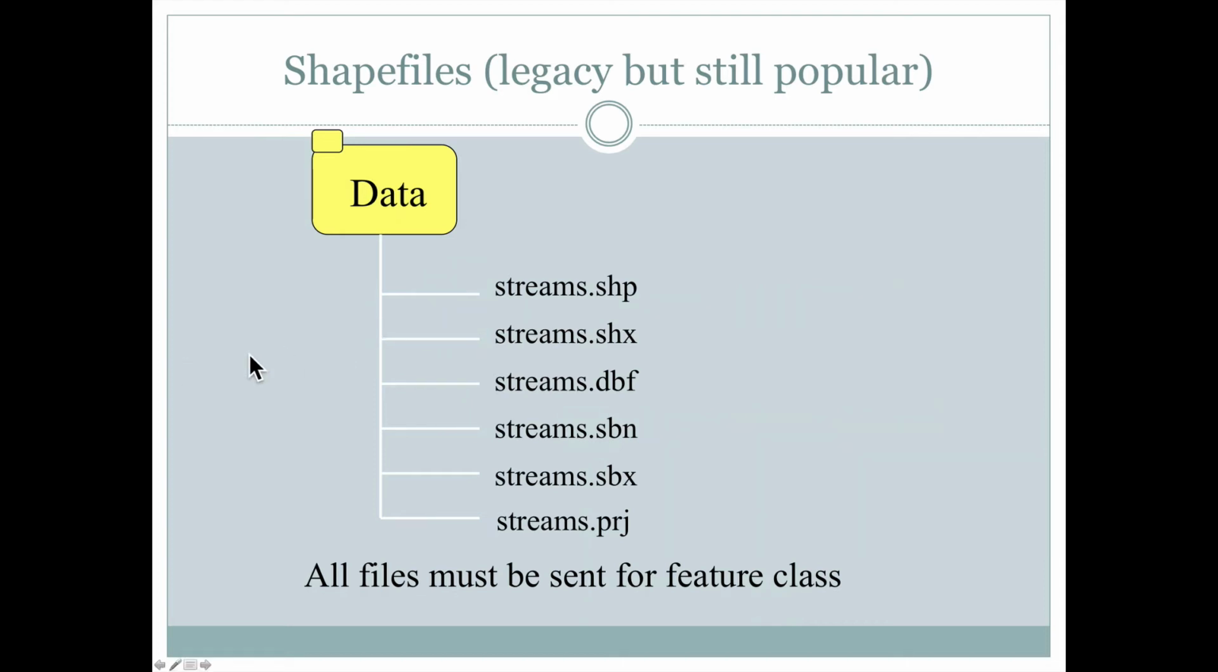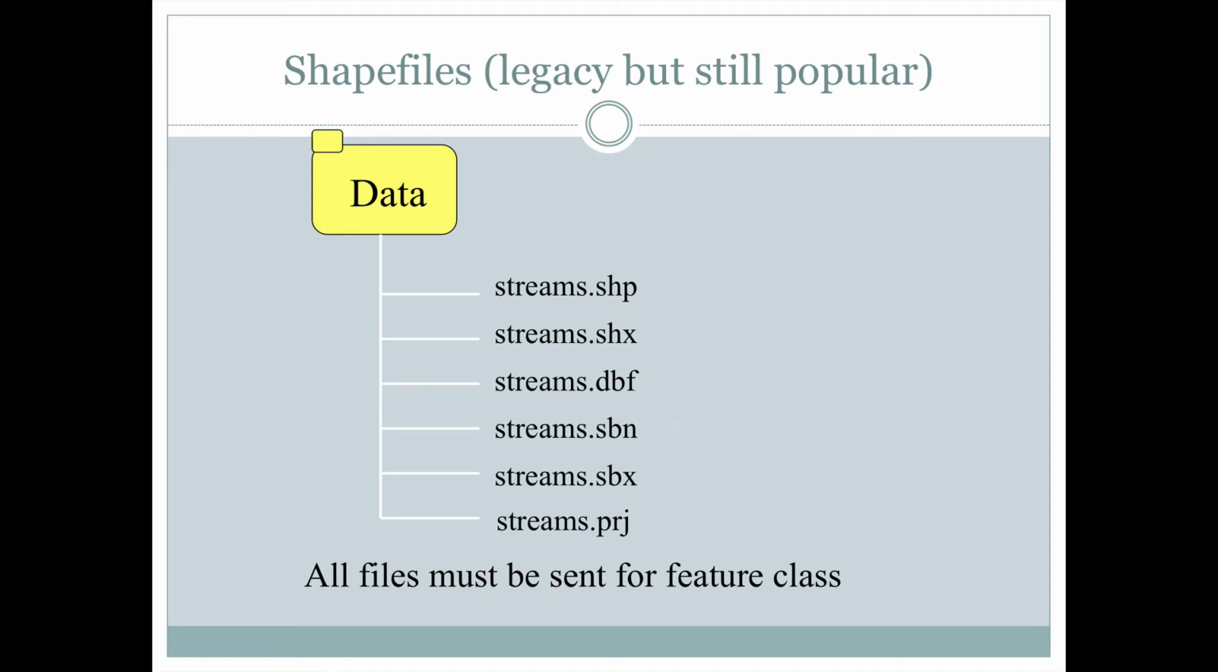With streams, there's a lot of different files. This one tells where the lines are on the map. This one tells what map projection it is. But this one here, the streams.dbf, that's like a little database file just associated with the streams layer that would include the attribute information for that streams layer.